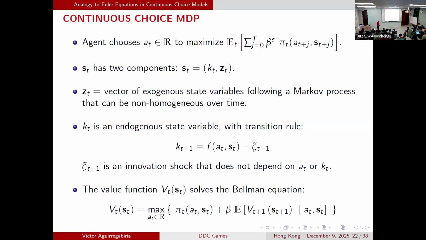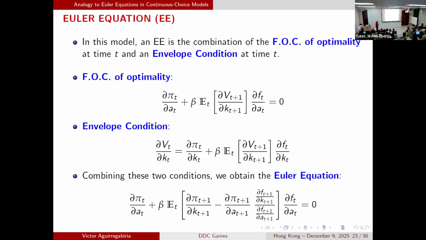Let me consider this transition. It can be generalized a little, but let me consider this one. The transition rule of the endogenous state variable, the capital stock, at the next period is a deterministic function of the action today and the state today, plus an additive innovation. This is important: an additive innovation in this rule. Then this is the Bellman equation, as before.